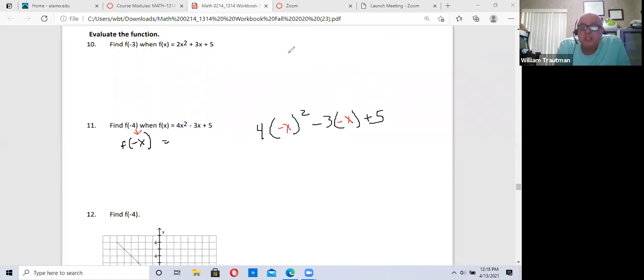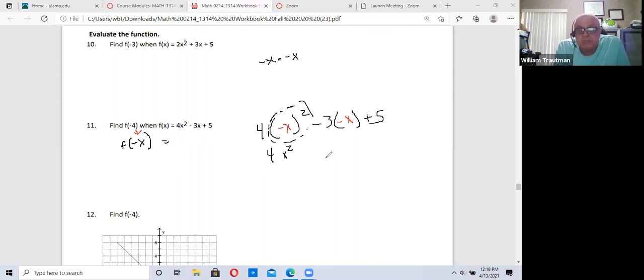Well, I can't put this into my calculator now, so you're going to have to manually do this. -x squared, you always do the power first. So -x times -x. You see, -x squared is -x times -x. Negative times a negative is a positive. So I just get a positive x squared, 4x squared. When you square a negative, you get a positive. You square an x, you get an x squared.